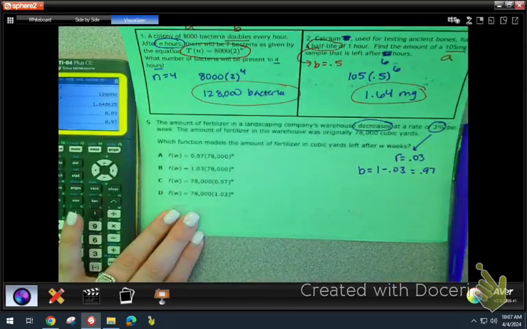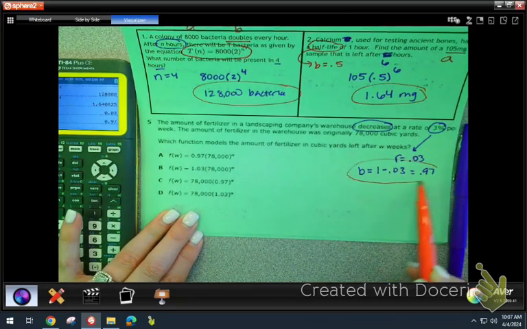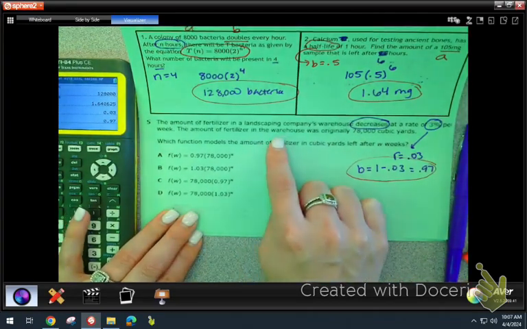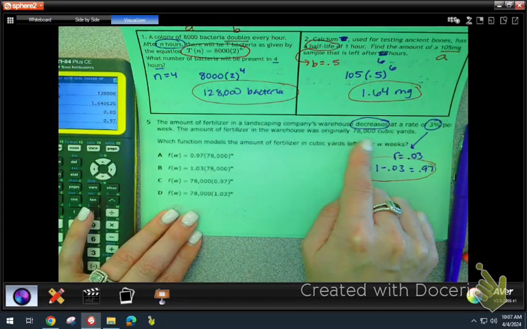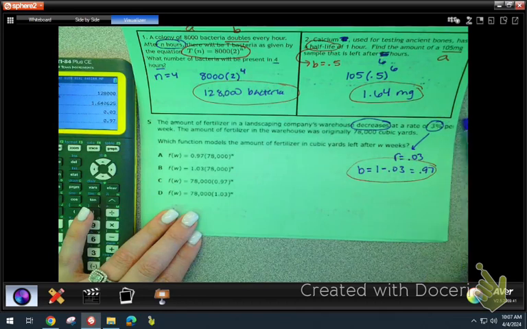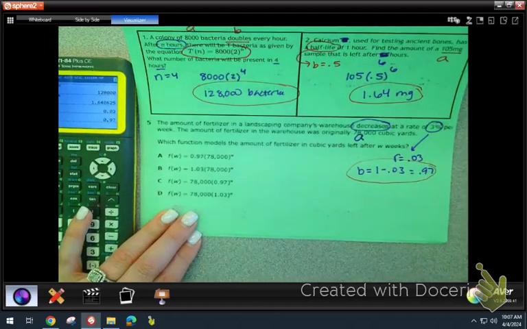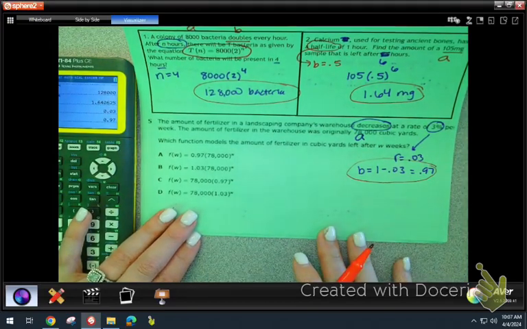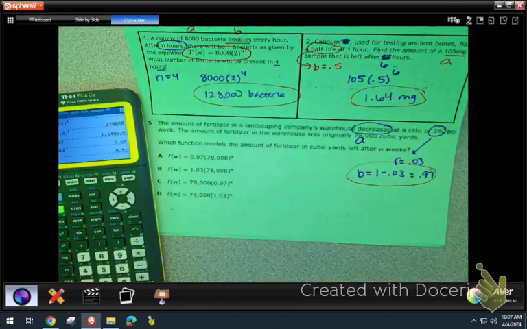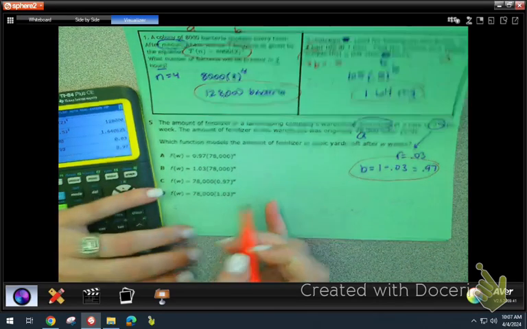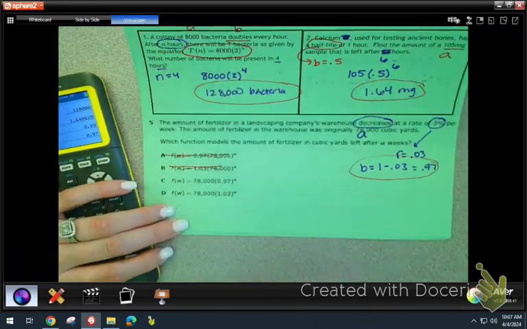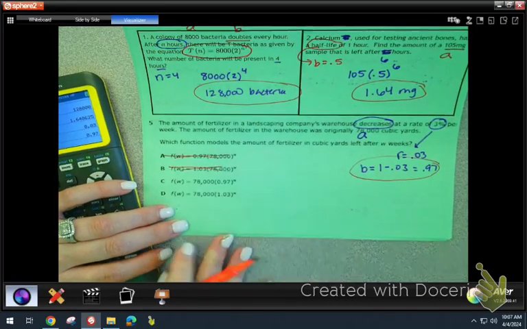So I already have my B value. Then it says the amount of fertilizer in the warehouse was originally 78,000. Okay, so what does that give you? 78,000 is your A. Which function models the amount of fertilizer? Two answer choices we can knock off real quick. What has to be our front number in this problem? 78,000. So do A and B make sense? No. Bye-bye. We know we've got to start with 78,000.